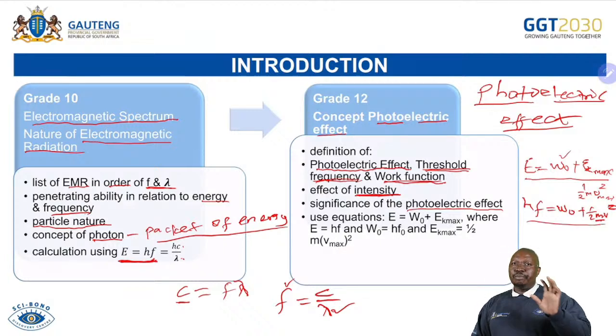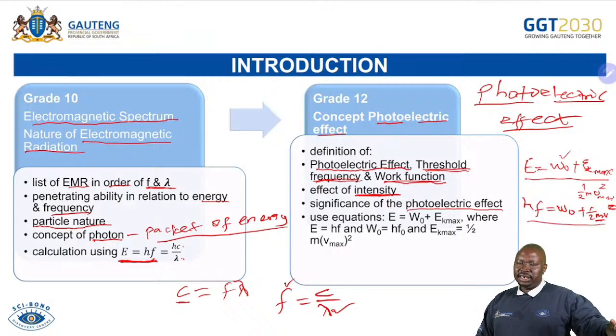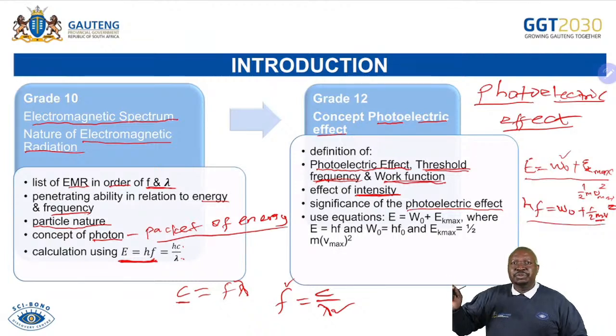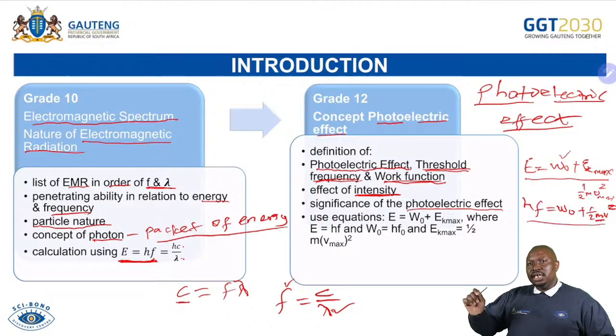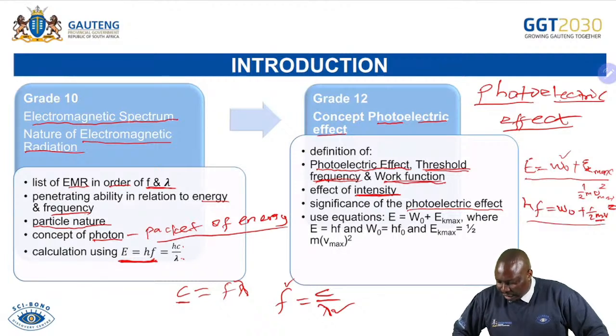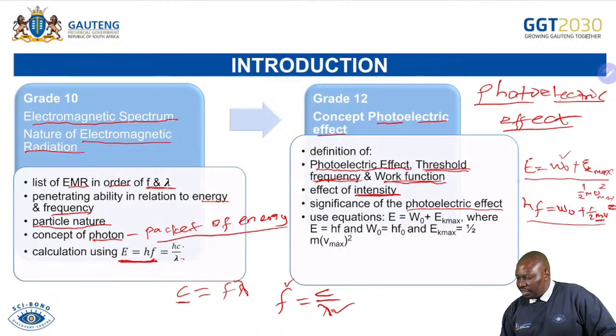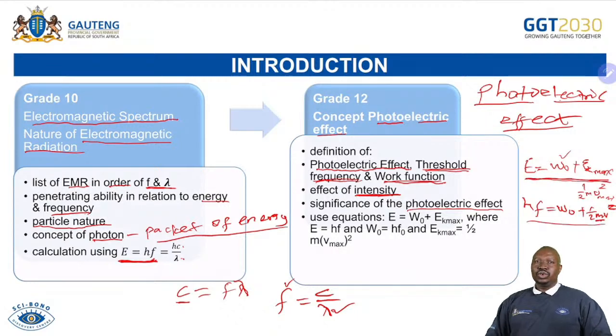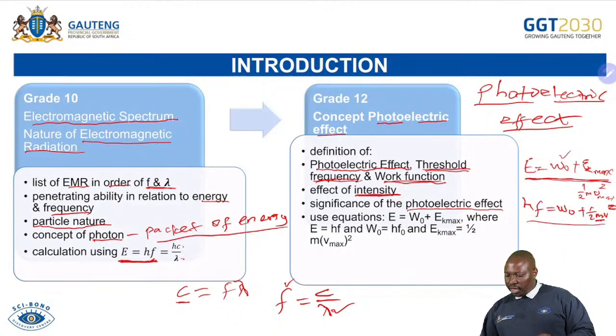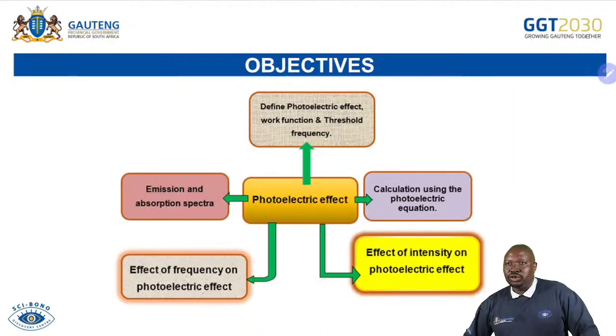But I wanted you to compare what you have learned in grade 10. In grade 10, you learned E equals HF. In grade 12, we're expanding that equation. We're saying E equals W0, which is work function, plus maximum kinetic energy, which is given by the photoelectric equation that I've written there for you. So you can see now we are moving forward. We are not saying E equals HF only. We're saying that it equals the work function plus EK max. So know that formula that you'll be utilizing.